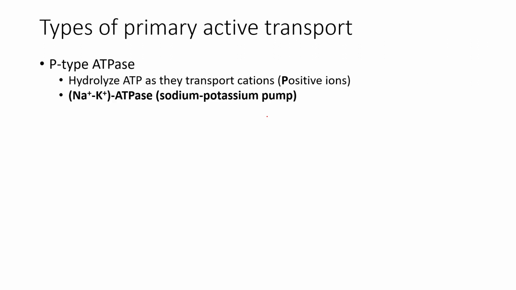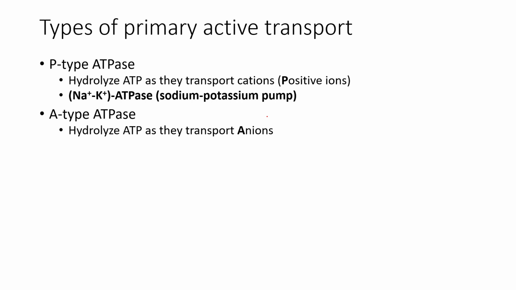Let's talk about a few different types of primary active transport. One type is a P-type ATPase. These ATPases hydrolyze ATP, and they also transport cations, which are positively charged ions, hence the name P-type ATPase: hydrolysis of ATP for transporting of positive ions. An example of this that we've already talked about is the sodium-potassium ATPase, or the sodium-potassium pump.